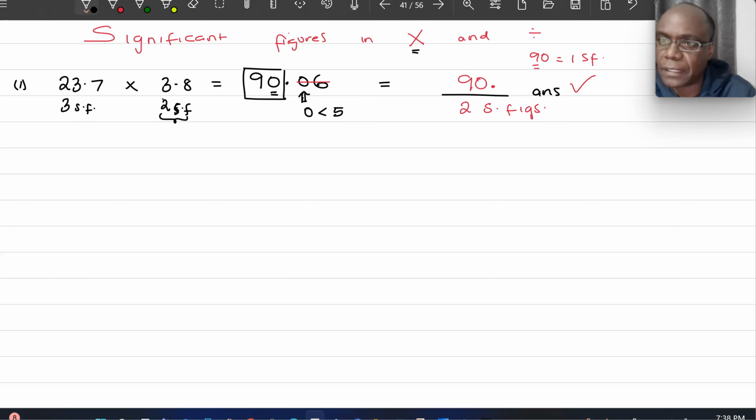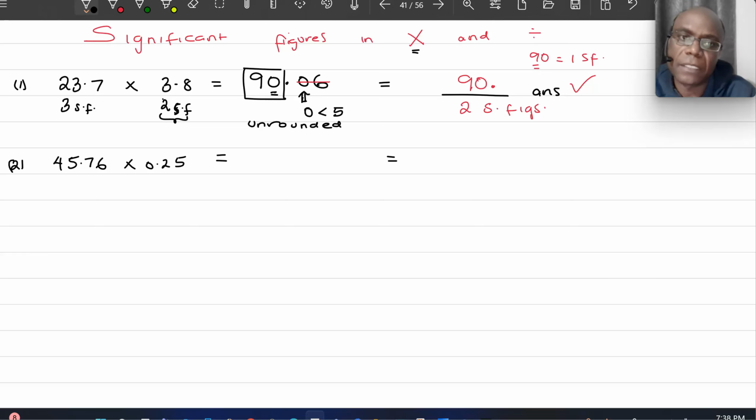Okay, let's try another one. Number 2, do this math. 45.76 times 0.25 equals to what? Give the unrounded. We always want to give the unrounded, and then we want to give the rounded answer to the correct significant figure. Pause the video, do the math. So I'm getting 11.44 unrounded.